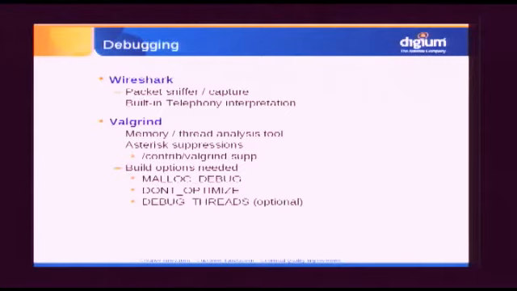Right. There are also some other build options that you can use to help with Valgrind. Those are also done through menuselect, that little utility that helps you turn on additional compiler flags. MALLOC_DEBUG, DONT_OPTIMIZE, and DEBUG_THREADS are three that we recommend turning on if you're going to run under Valgrind. Okay, so that's debugging.